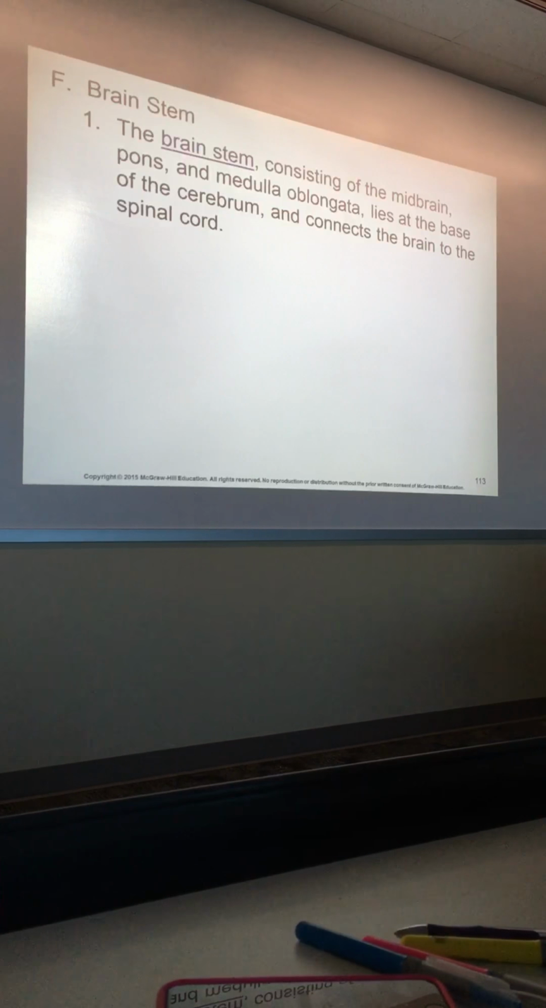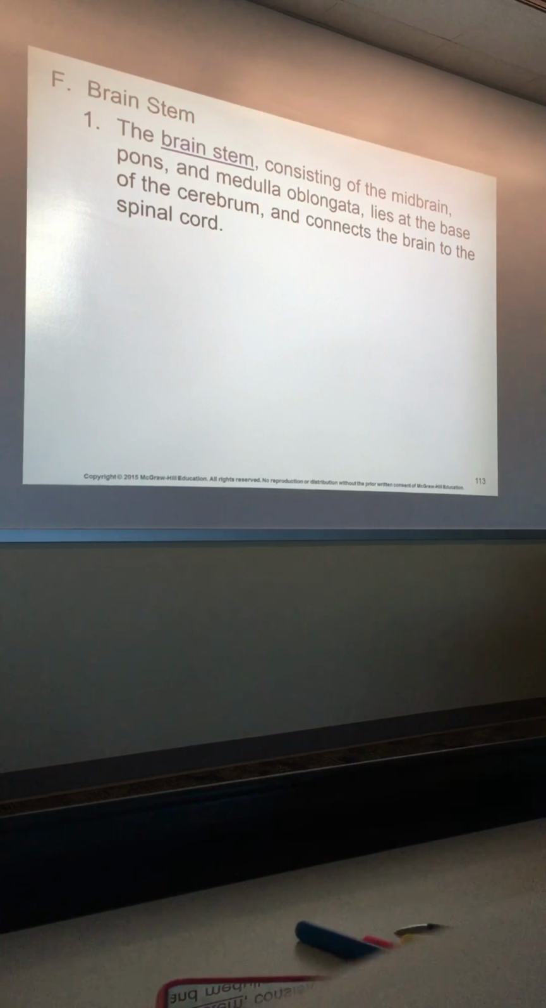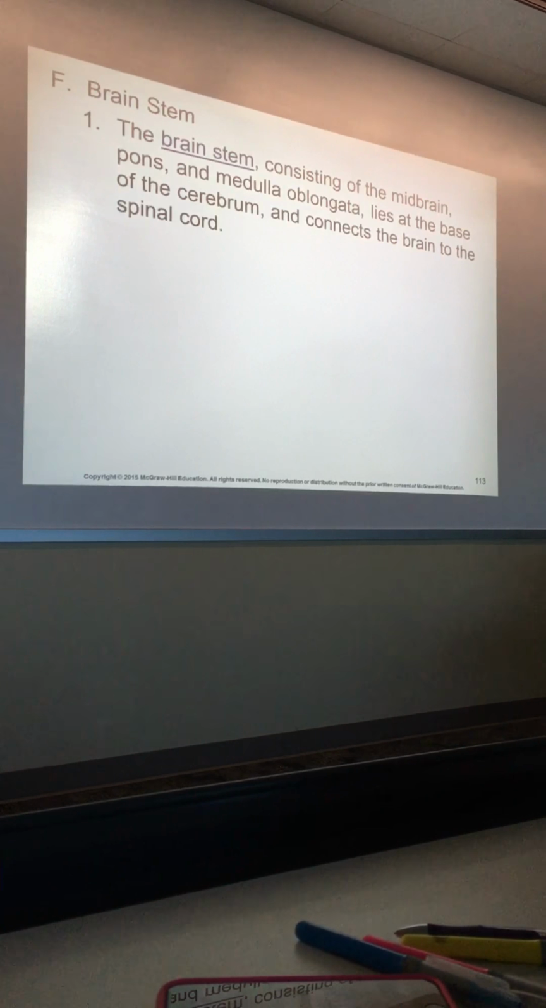The next thing we get to talk about is the brain stem. We talked about in lab how you group certain things together. That makes up the brain stem. The brain stem consists of the midbrain, the pons, and medulla oblongata, lies at the base of the cerebrum and connects the brain to the spinal cord.